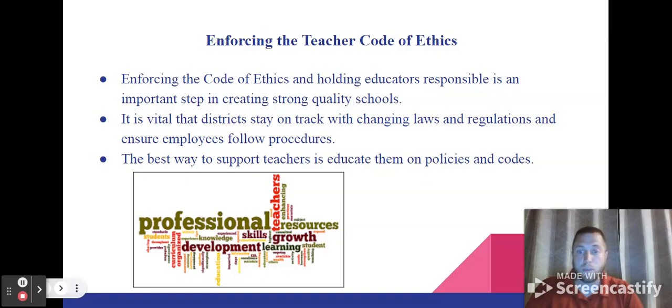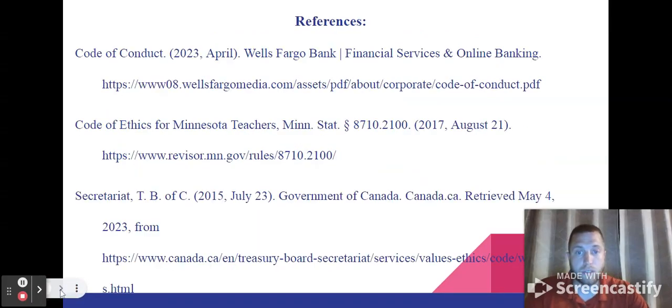And so professional development, down here I have a little picture of professional development. Again, one of the biggest takeaways for me was that teachers really need to know these codes, what they mean, and implement them to create those safe environments and those ethical principles that you want to follow.